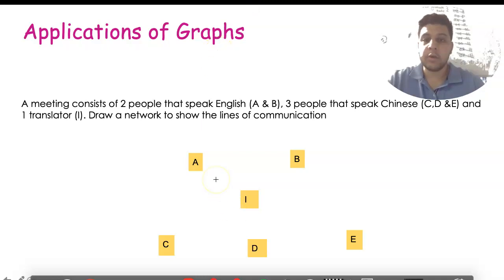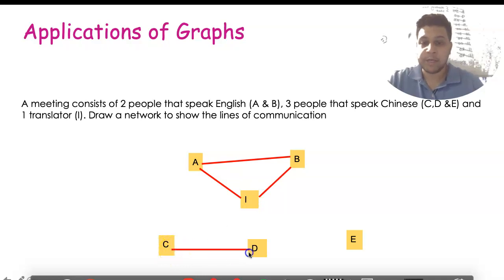We know that the people that speak English can communicate with each other because they speak the same language. They can also both speak with our translator, who is I. C, D, and E all speak Chinese, so they can communicate with each other. So the edges represent communication. A and C cannot communicate with each other because they don't speak the same language. One speaks English, one speaks Chinese, but A and C can speak to each other through I, who is our interpreter, or our translator, sorry.